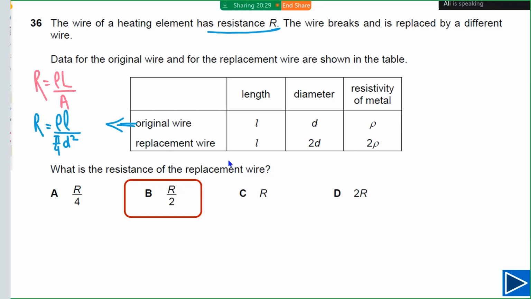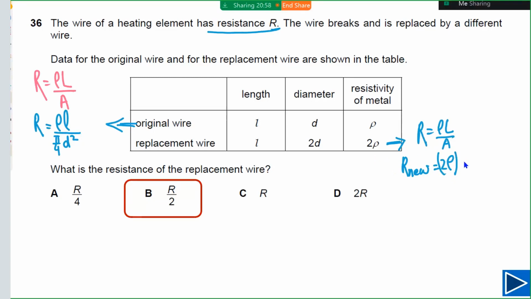Now let's go to replacement wire. So I will be writing here for replacement wire. Again you have to use the same formula, capital R is equal to rho L by A. Now we need to calculate resistance of new wire. So you can say this is R new. So this is rho. L in this case is small l. So this rho is 2 rho, 2 times of rho. So this is 2 rho.